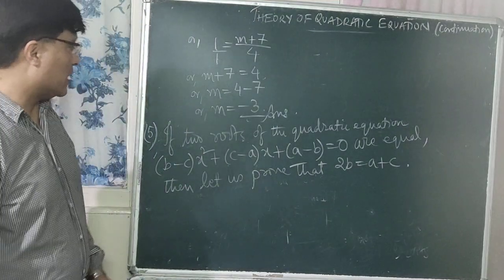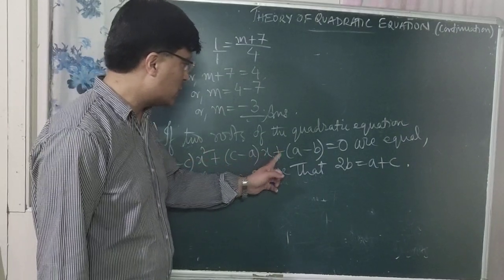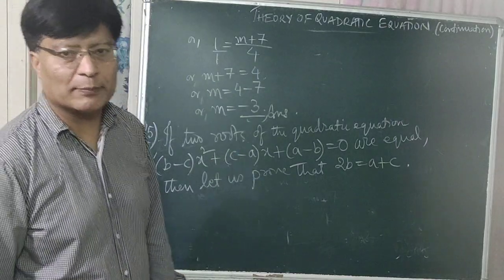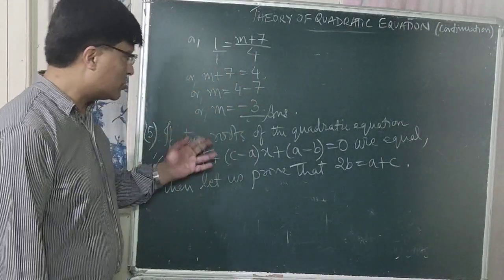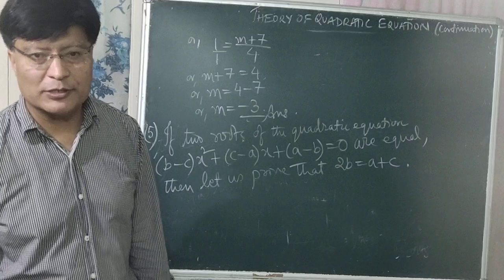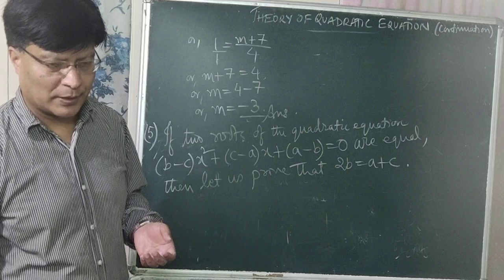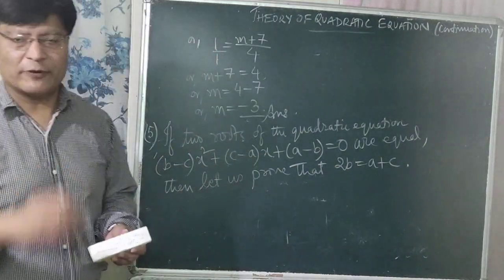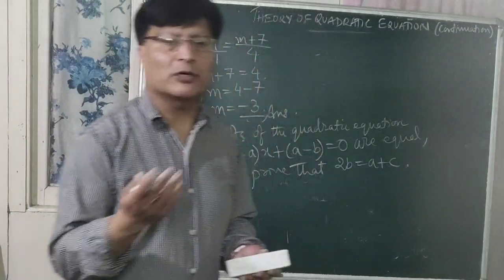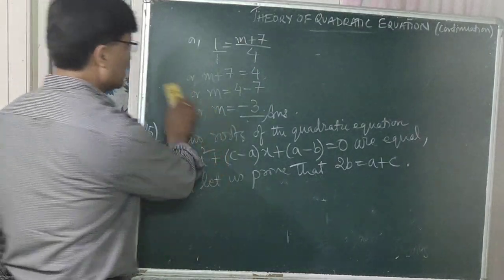Now in this question, what is asked? If the two roots of the quadratic equation (b minus c)x square plus (c minus a)x plus (a minus b) equal to 0 are equal, then we have to prove 2b is equal to a plus c. So the two roots of the given quadratic equation are equal. This is from the nature of the roots. A quadratic equation has equal roots when the discriminant is equal to 0. You know that, isn't it? So let us do this one.